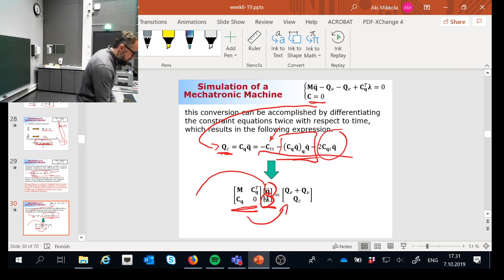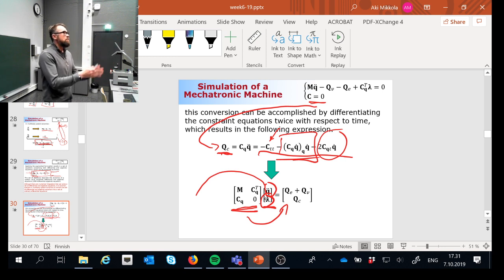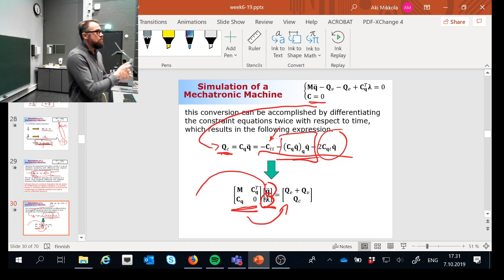What is this one? Lagrange multipliers. What is the physical interpretation of that? No, it's not the color of the body, and it's not even the shape of the body. It's reaction forces due to the constraints. Reaction forces due to the constraints. That's what it is.